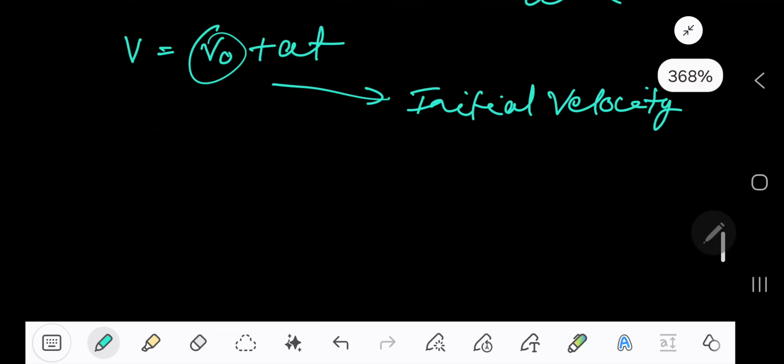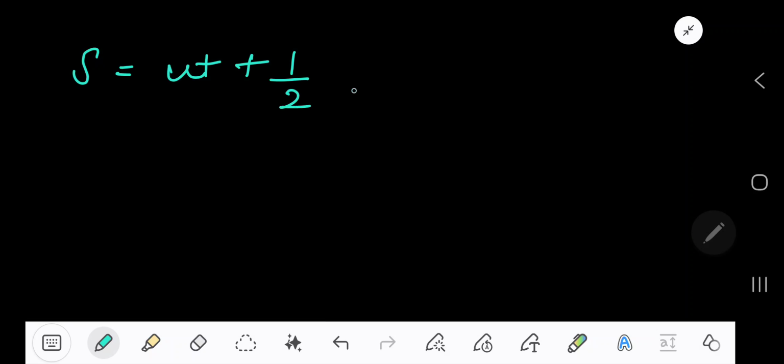All right, our next equation is distance equals ut plus half at square. So distance equals the initial velocity multiplied by time plus half into acceleration times time square. How do you derive this equation?